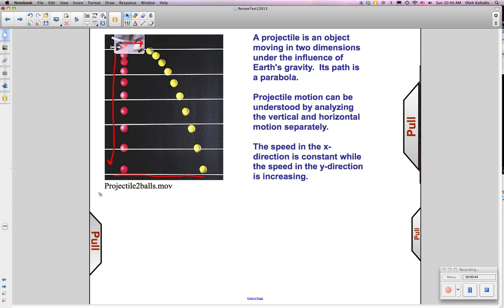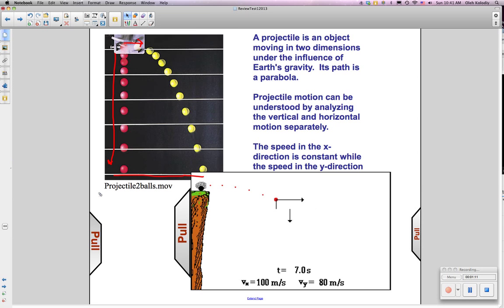In order to approach problems like this, we analyze the motion in the x and the y direction separately. The speed in the x direction is constant. In other words, going left to right, the yellow ball moves over to the right at constant speed. And it drops down simultaneously as if it was dropped straight down without actually being thrown out. So basically it looks like the picture like this.